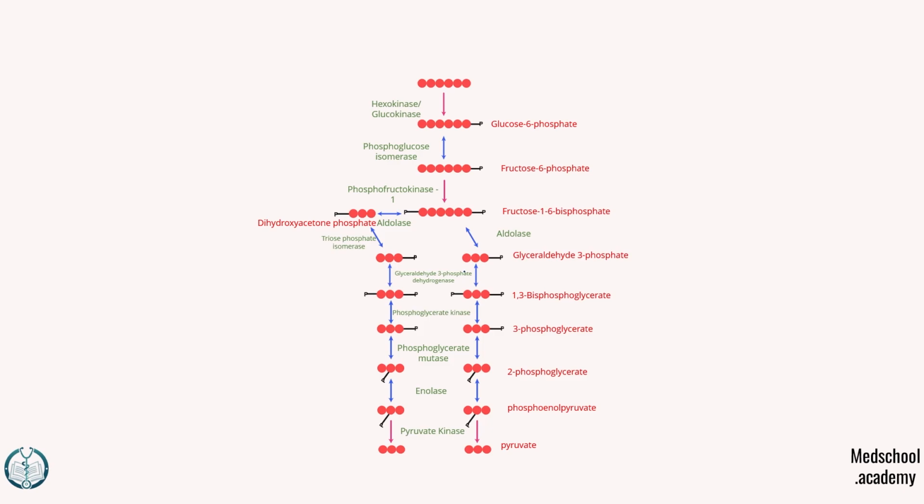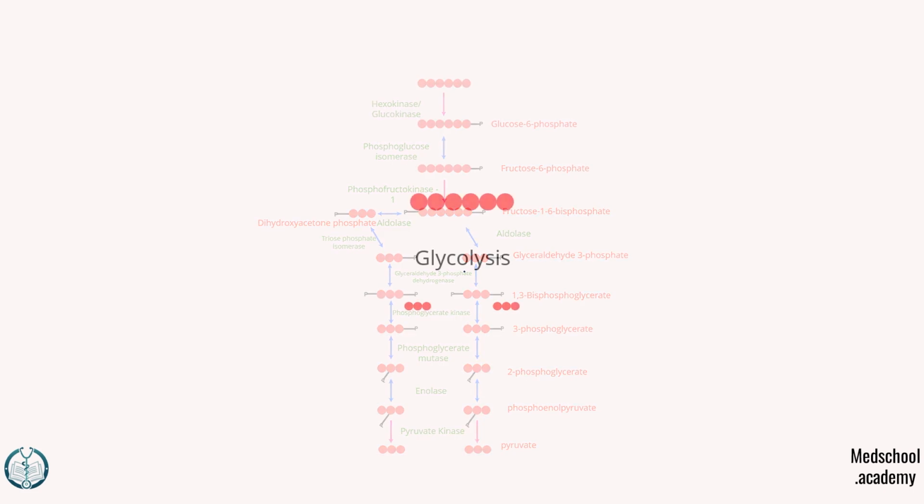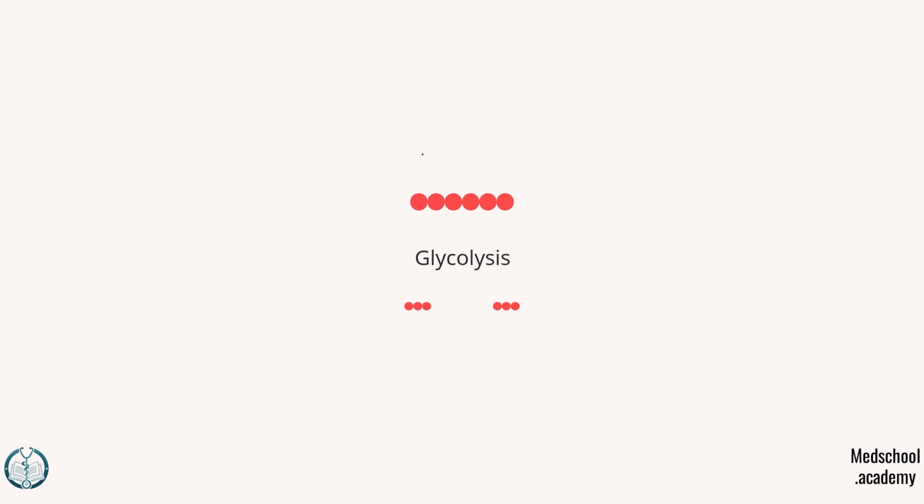Okay, so this image of glycolysis shouldn't scare you anymore. Since we've already covered this in detail in our previous lecture, we're going to summarize this by its starting product and end product, which is glucose and 2 molecules of pyruvate.